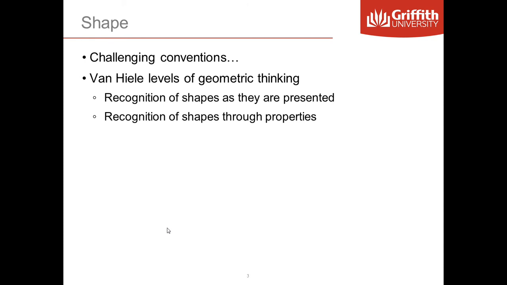Subsequent levels are recognising the interactions between properties and so on. But in the early years, these are the two that you'll be concerned with most. So the second level is when they're starting to recognise shapes through properties. Now those properties will be a square is a square because it's got 4 equal sides. And a rectangle is a rectangle because it's got 2 sides that are equal and 2 sides that are longer, or 2 sides that are shorter, whichever way that is.